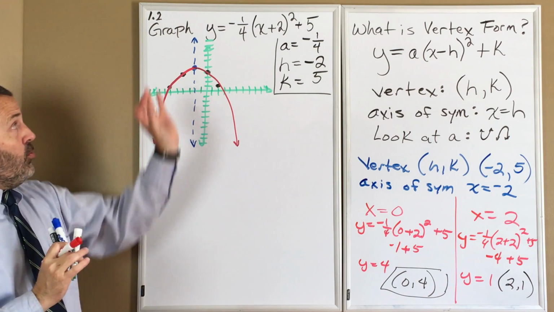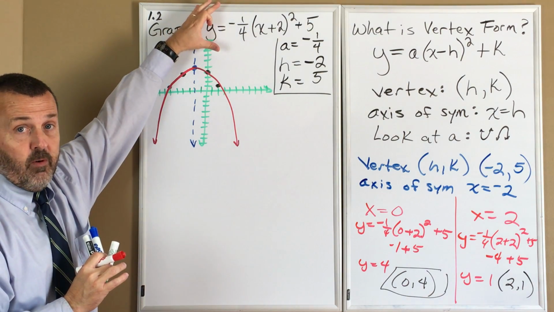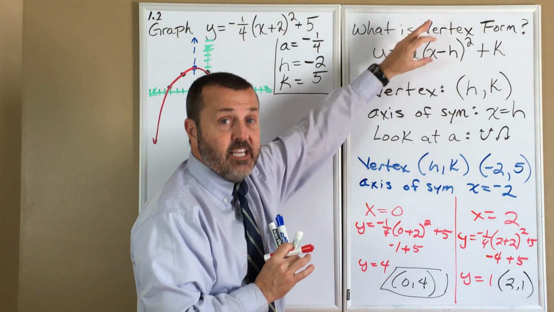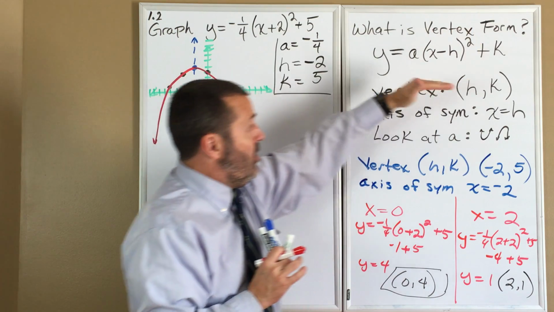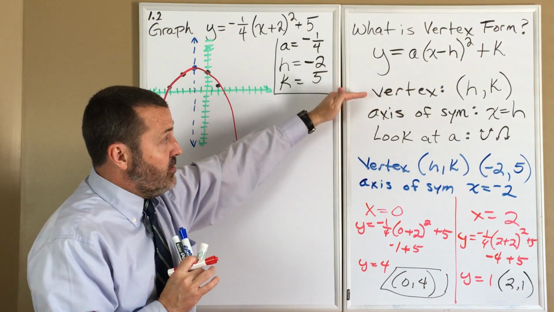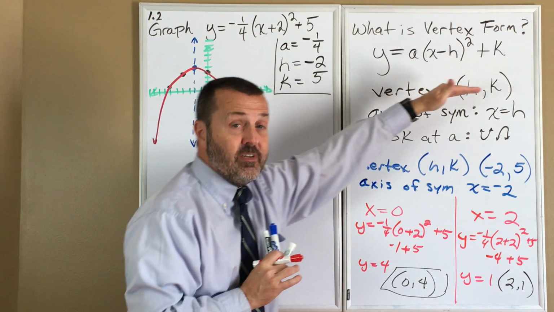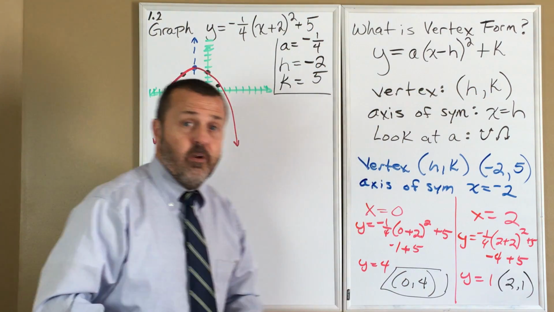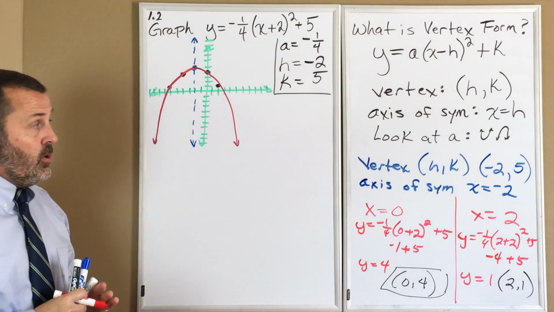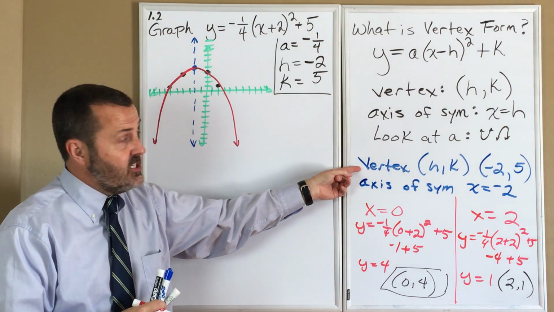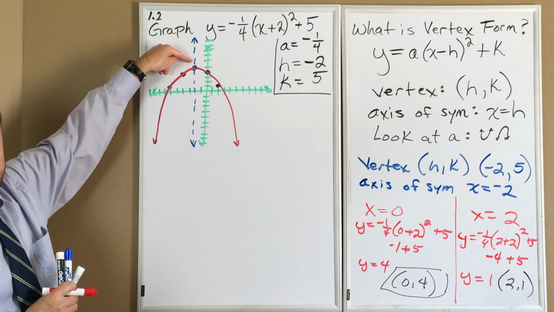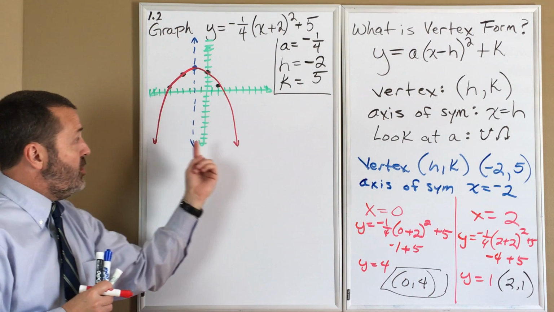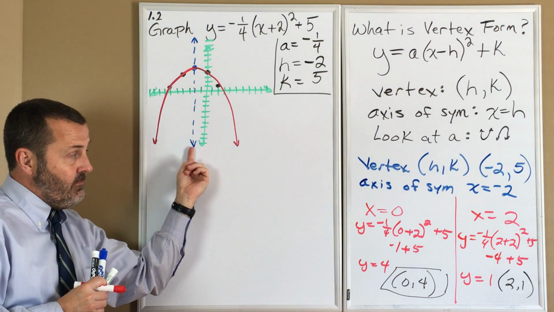Quick review. We started with vertex form. Vertex form is y equals a times the difference of x minus h, all squared, plus k. We know some things. The vertex is (h, k). The axis of symmetry is the h value. And then we can look at the a for whether it is an upward or downward pointing parabola. We identified our vertex. Our vertex was (negative 2, 5). Bam. We identified the axis of symmetry. It runs through x equals negative 2. Bam. The blue dotted line.